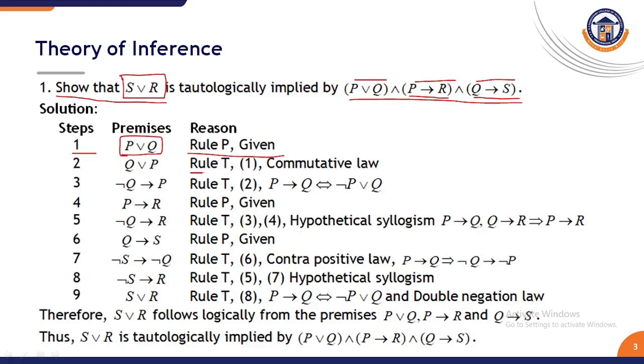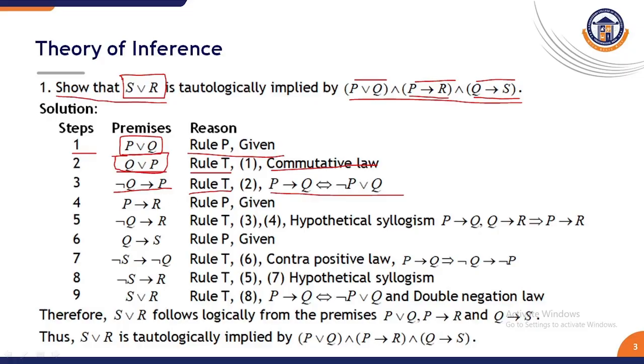In step 2, rule T is applied for step 1. That is the commutative law, the interchange of P and Q. P or Q is equivalent to Q or P. In step 3, again apply the rule T. That is, P implies Q is equivalent to negation P or Q. Therefore, Q or P is equivalent to negation Q implies P.